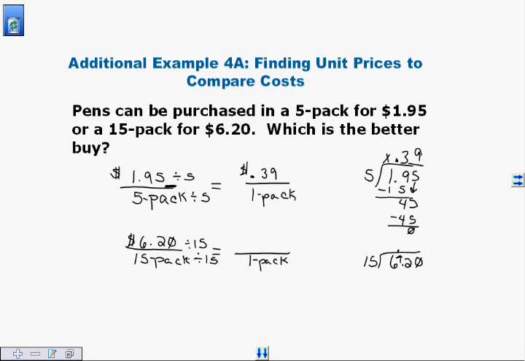And we need to figure out how many times 15 is going to go into 62. You might have to come off to the side and list your 15s, and that's fine if you need to do that. 15 goes into 62 4 times. 15 times 4 is 60. Bring down this. 15 into 20 is 1. I don't even have to go any further because I can already tell that the $1.95 for a 5-pack is the better buy. So we are going to want to buy this one.